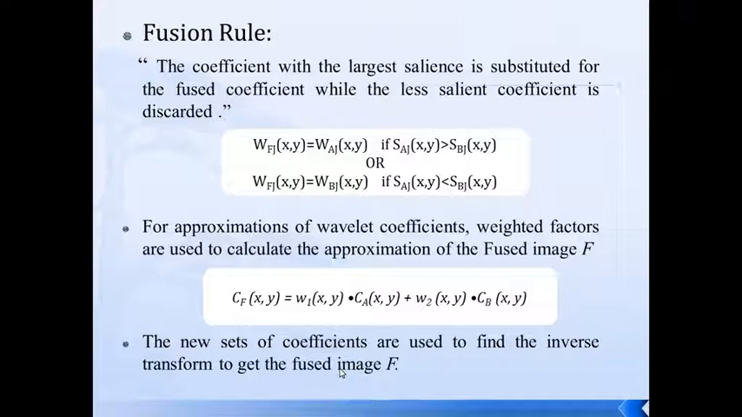Then the fusion rule that has been incorporated in this DWT process is that the coefficient which has the largest salience, or the largest local energy, is taken as the fused coefficient, irrespective of the other coefficients in the neighborhood. For approximation it is different. We used a kind of weighted average for each of the approximated images' pixel levels, and all these new sets of coefficients were then used in the inverse DWT to get the fused image.